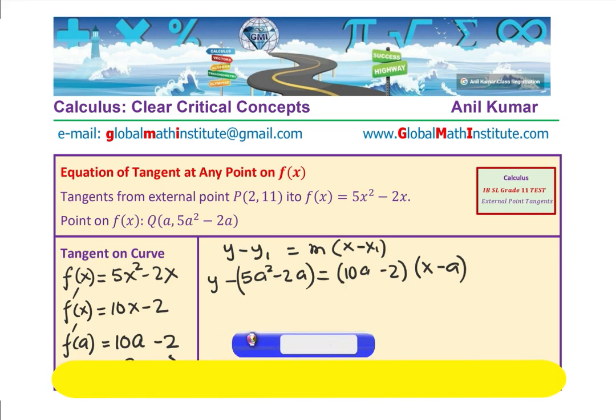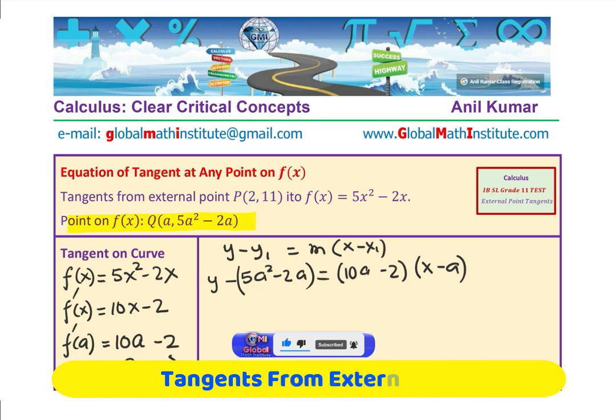So we are doing this part of finding any tangent's equation on this curve, general point a, 5a squared minus 2a. Perfect. Well, let's simplify this particular equation. So y equals 2.